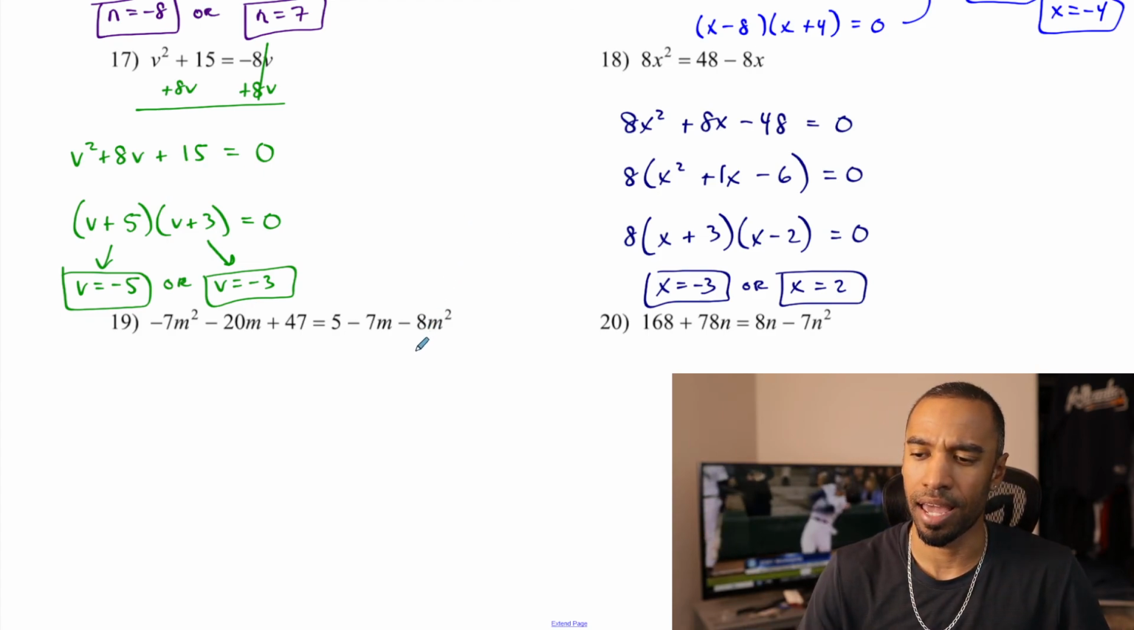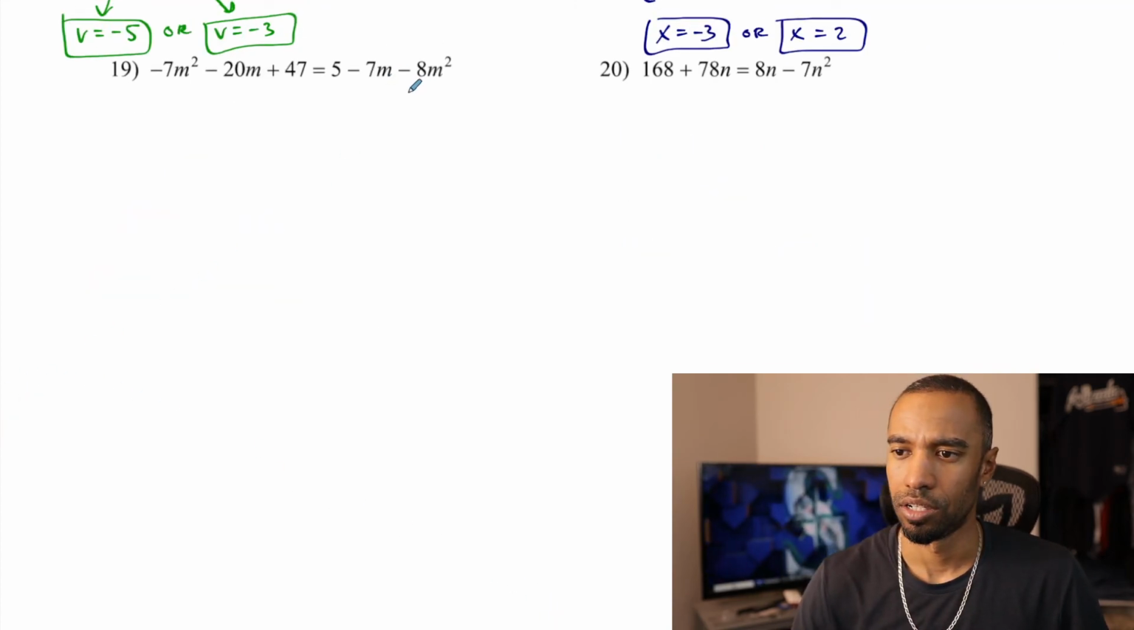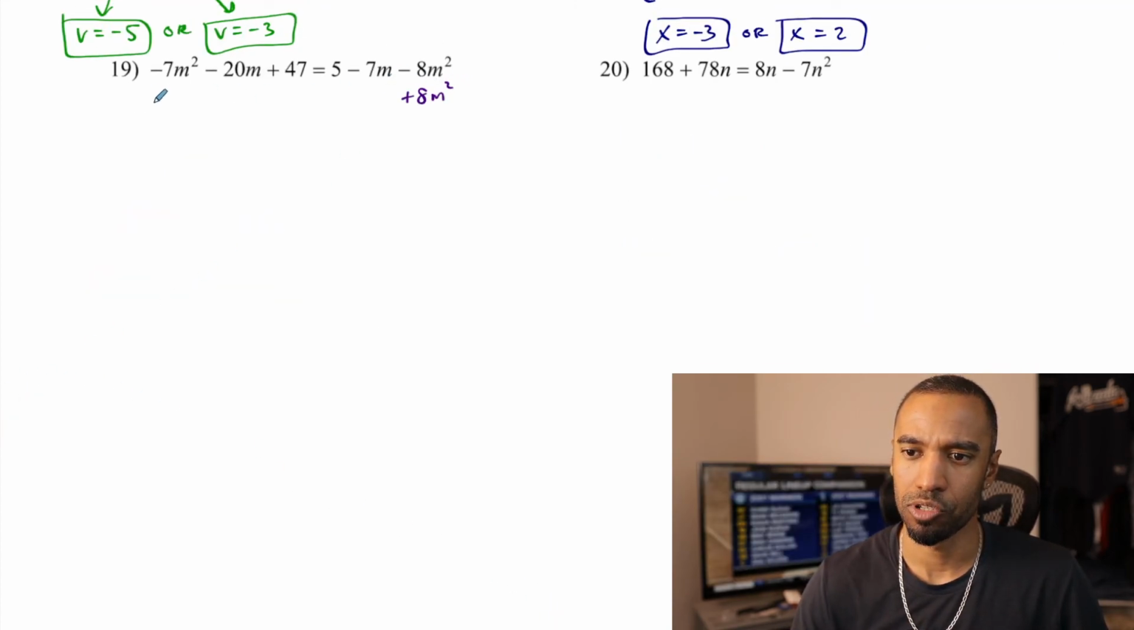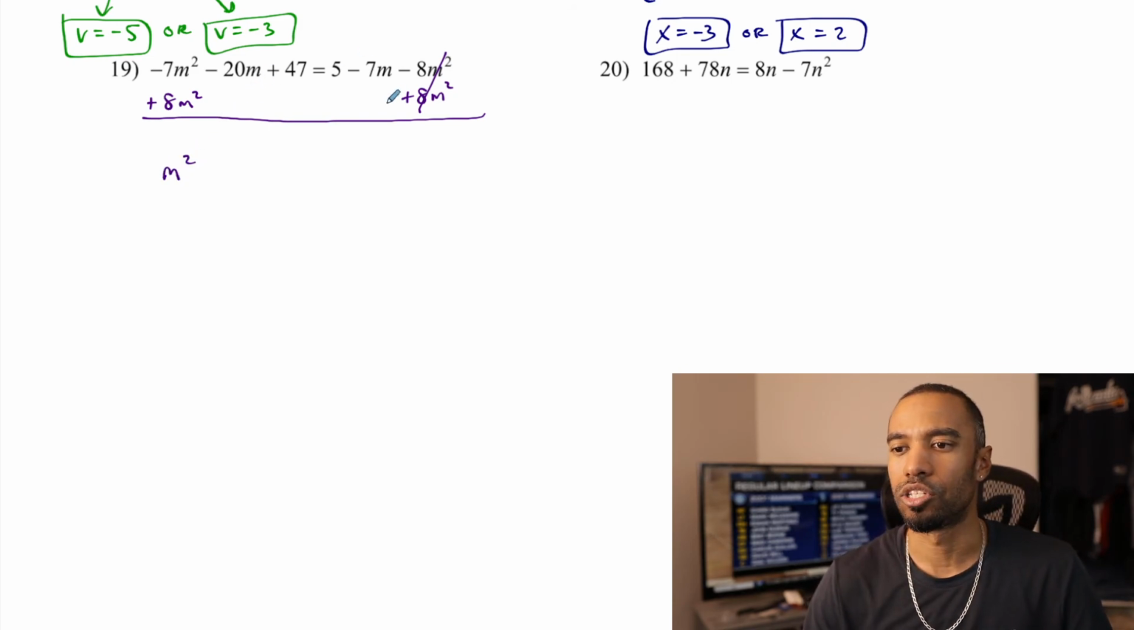I'm going to go ahead and add 8m squared. Let's do the m squareds first. I'm going to add 8m squared and combine it with the negative 7m squared. Hey, how nice. It turns into a positive 1m squared. I already knew that. All right, so here we go.